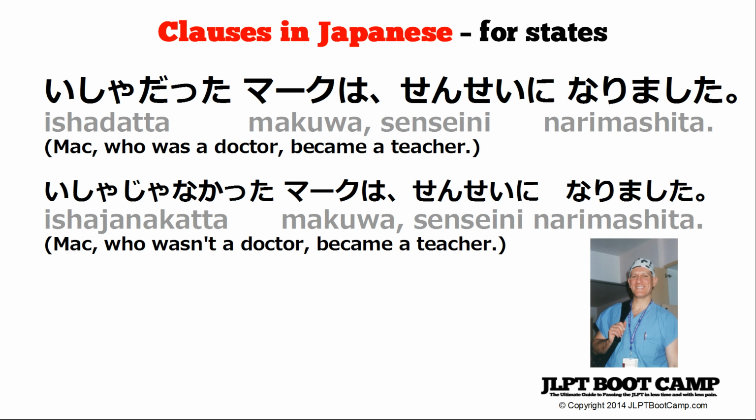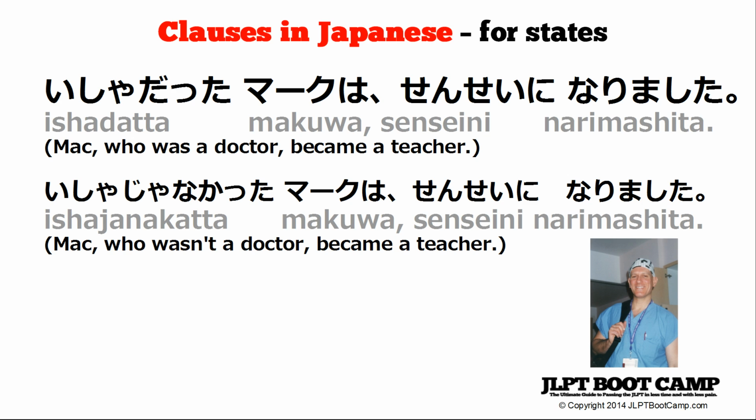You can also use these clauses to talk about states. So, for example, if we wanted to talk about me, Mac, and we want to imagine that Mac used to be a doctor, now he's a teacher. We could say this first sentence, Isha datta Maku wa sensei ni narimashita. So Mac, who was a doctor, became a teacher. And using this datta form to talk about a past state. And in the second sentence, this is a past negative state. For example, Isha janakatta Maku wa sensei ni narimashita. Mac, who wasn't a doctor, became a teacher.